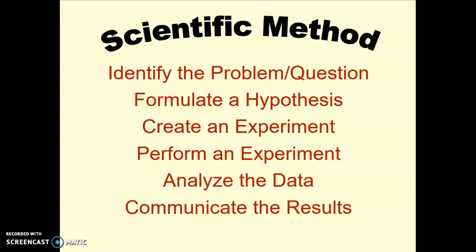So what are the steps of the scientific method that we're going to be using and that we use most often here in high school anyways? First we identify the problem or the question we're trying to answer. We then create a hypothesis. We then create an experiment, or you are given an experiment to do. You do the experiment. Of course, then you collect and analyze your data, and then you communicate your results by having usually a conclusion.